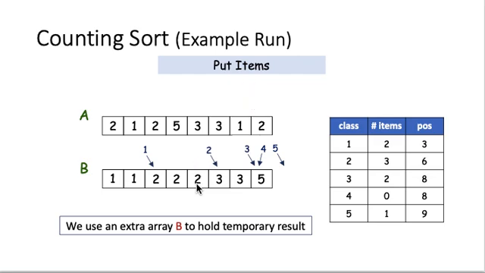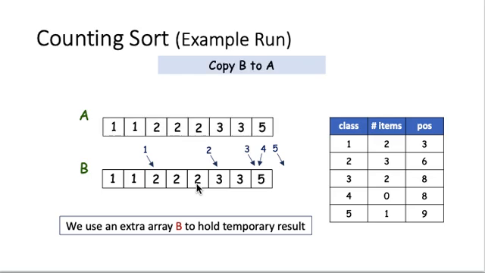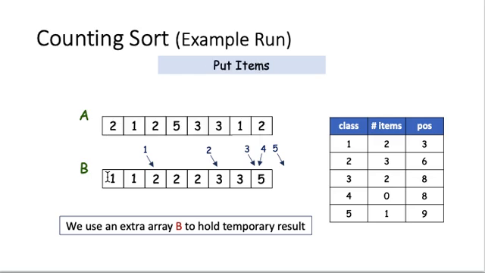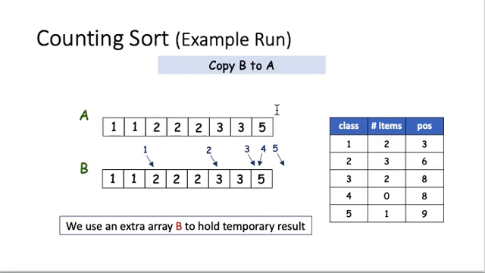So this is how counting sort works. Now finally, we have the B here. B is actually a temporary array. We are going to put all these items back into A. So we have a copy step. After copying B back to A, we are done. A now will contain all the original items, but now sorted.